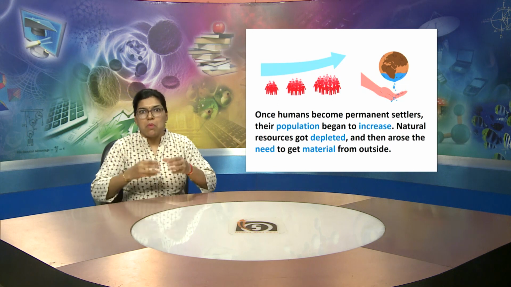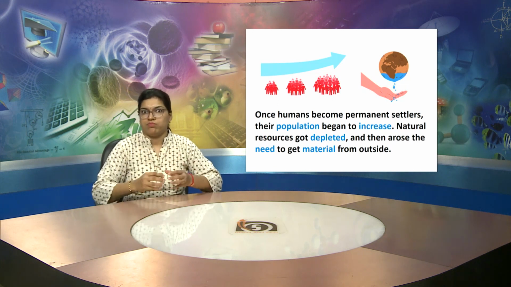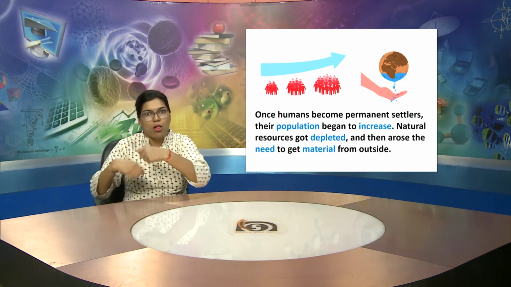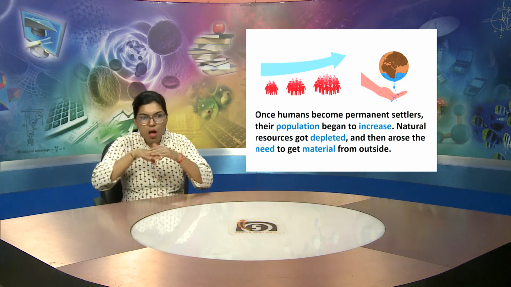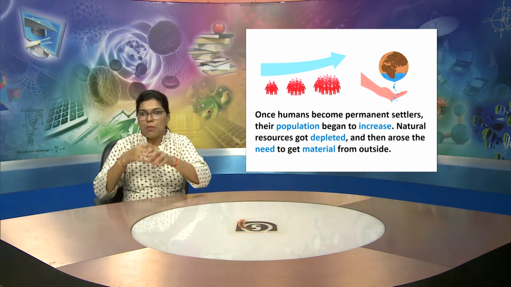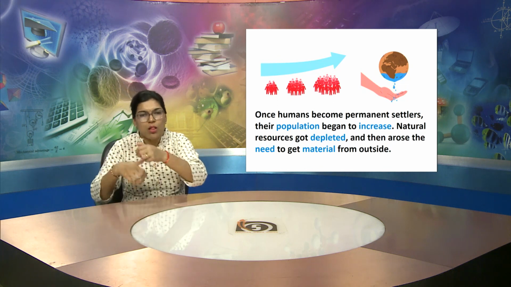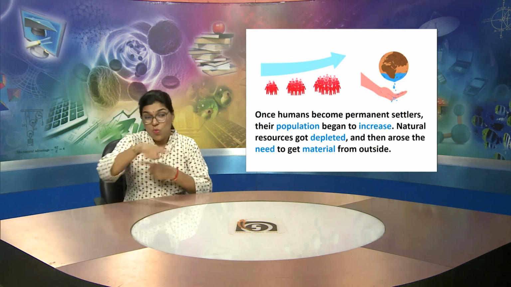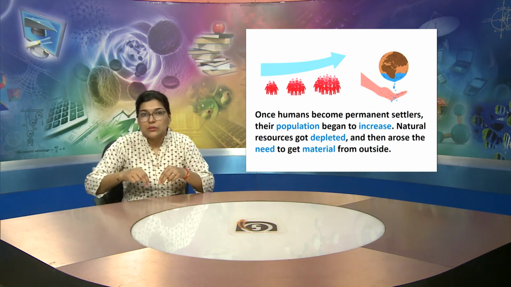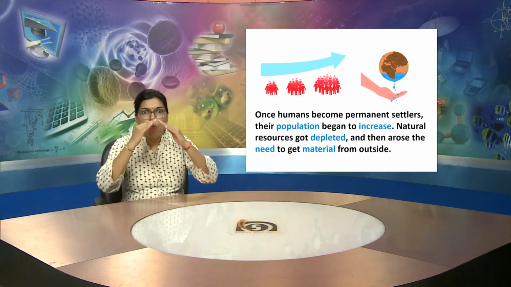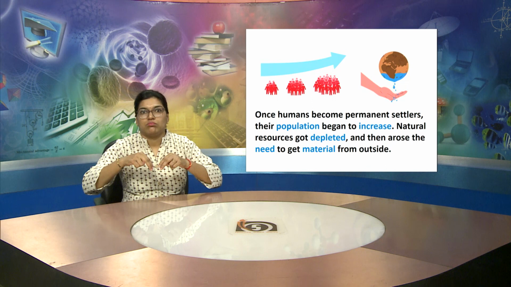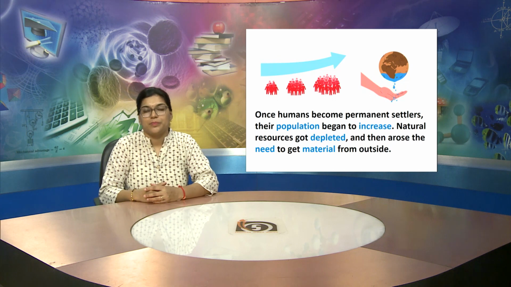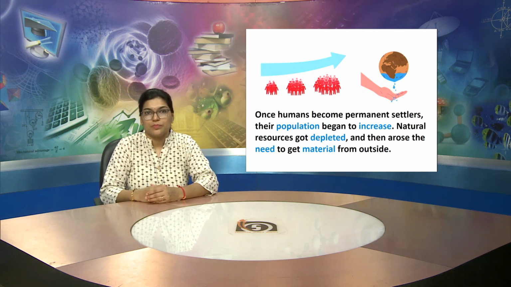And once humans became permanent settlers, their population began to increase. And all the natural resources now started depleting. So as these natural resources got depleted, there arose the need to get materials from the outside, from a place which was not their local place, like food, clothing, home, all the things they needed. So they needed to be arranged from outside.